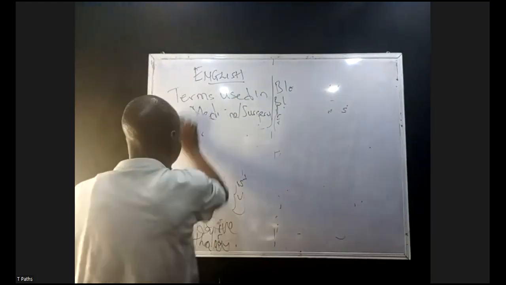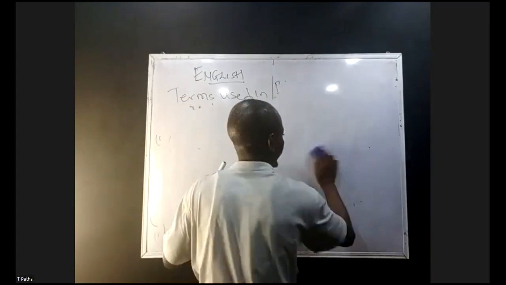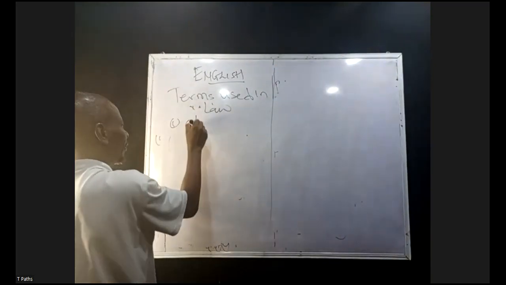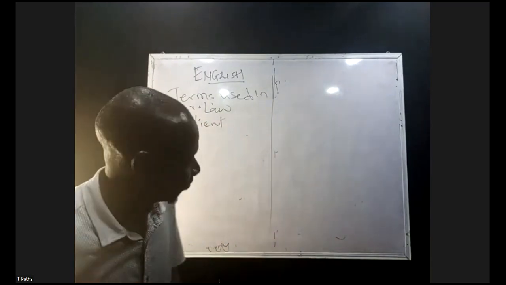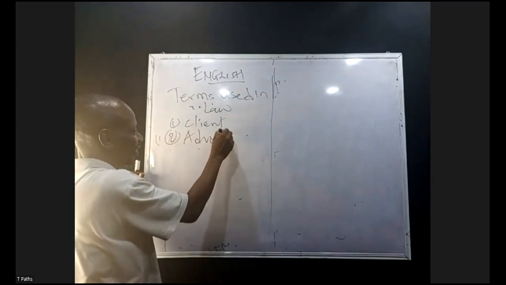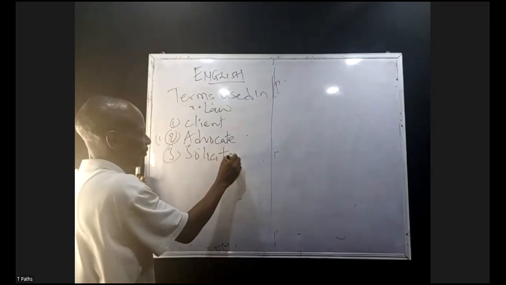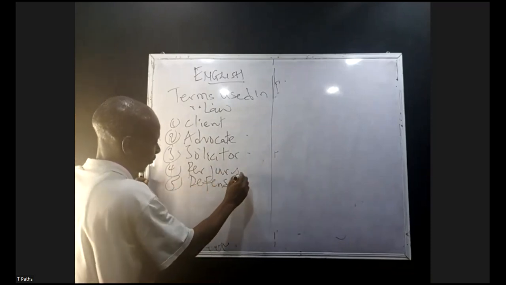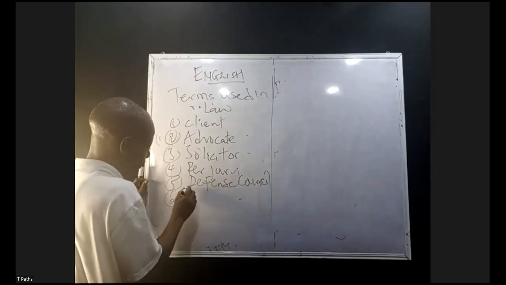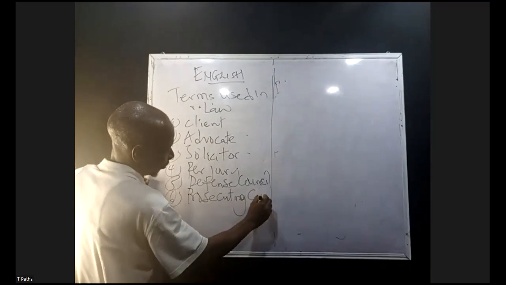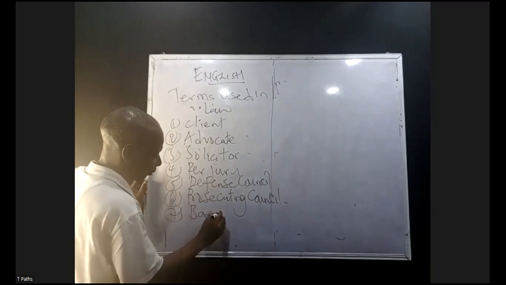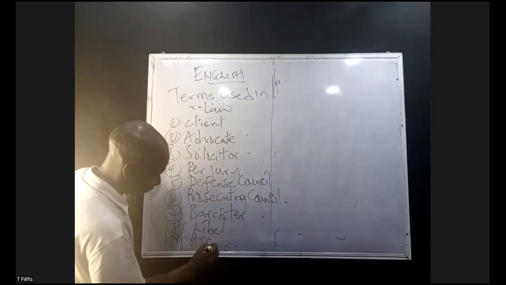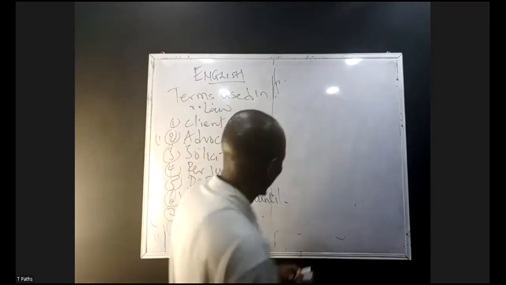Under terms used in law, number one, we have client. We have advocate. We have solicitor. We have perjury. We have defense counsel. Prosecuting counsel. We have barrister. We have libel. We have assault.